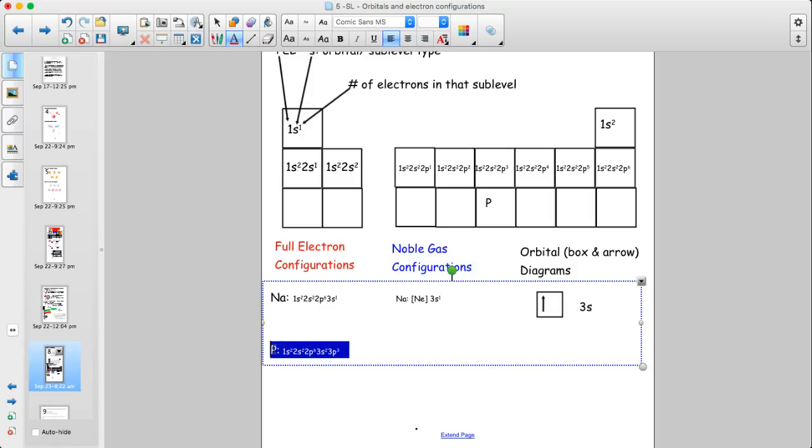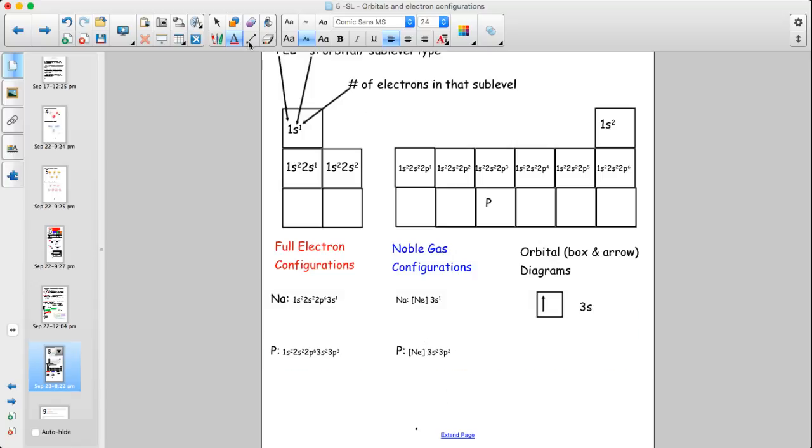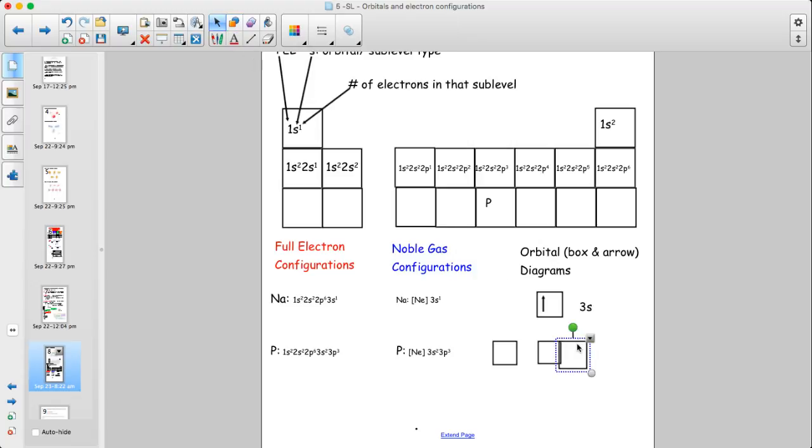Okay? And if this is a little confusing without looking at the periodic table, then obviously pause the video and take a look at the periodic table to see how it matches. Okay? Now instead of writing 1s2, 2s2, 2p6, I can replace that with neon to get the noble gas configuration. And then finally, to do an orbital diagram, I would draw boxes. So I need to draw a box for the 3s, and then I would need 3 boxes side by side. Wow, that wasn't close at all to being the same size.